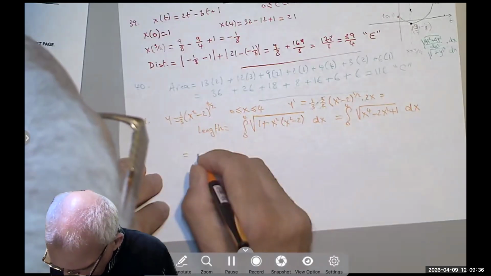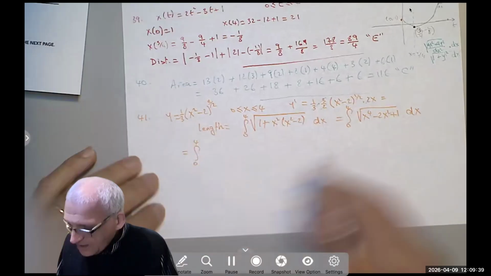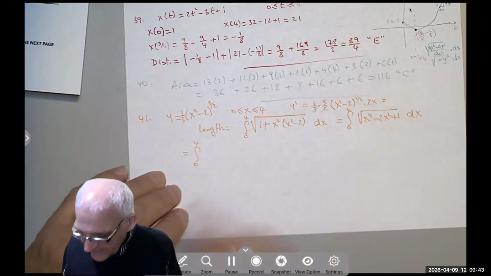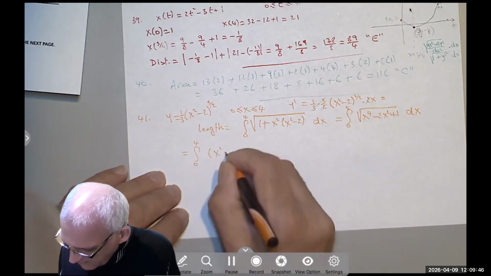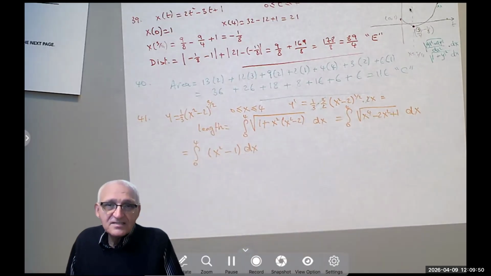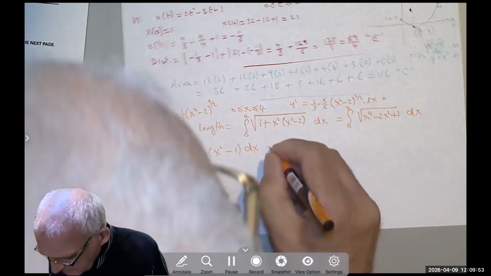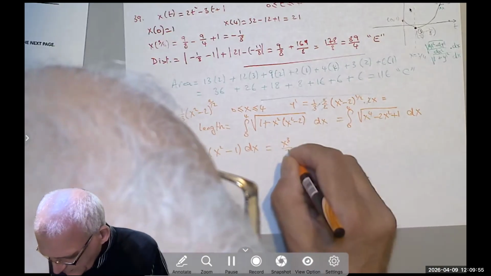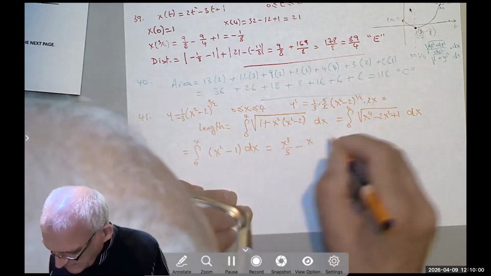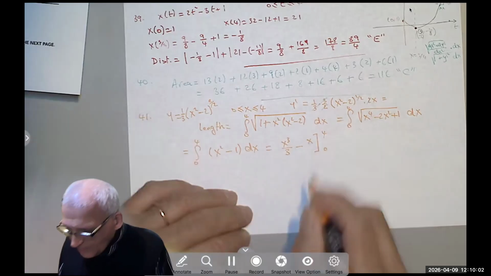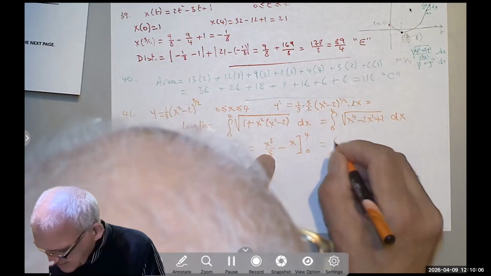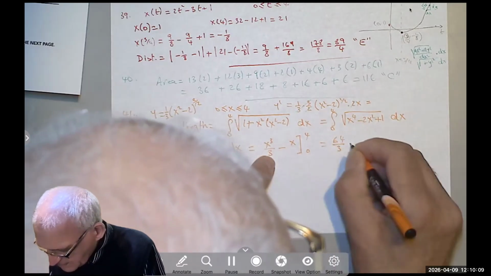So that becomes the integral from 0 to 4 of the square root of (x squared minus 1) squared. The radical and the square cancel, and you get x squared minus 1 dx. See how it simplified nicely? Now when you integrate, you get x cubed over 3 minus x, evaluated from 0 to 4. When you evaluate at 0, you get 0, so you don't care about that. You will get 64 over 3 minus 4.